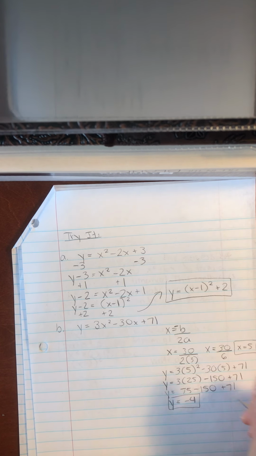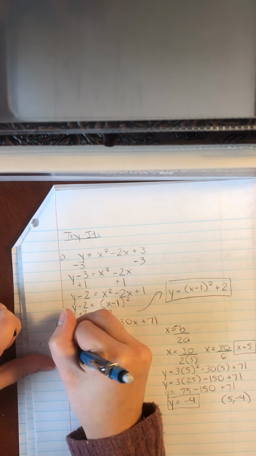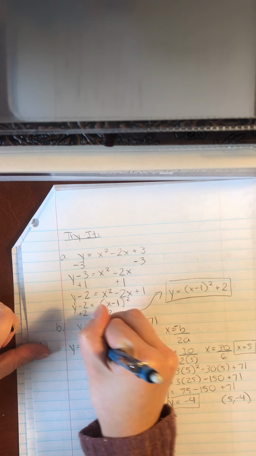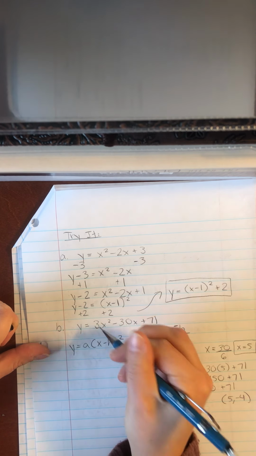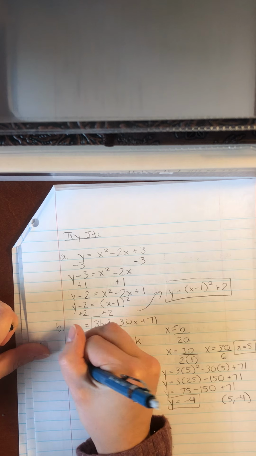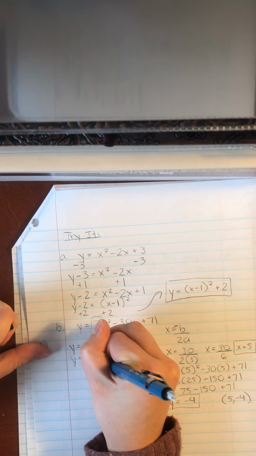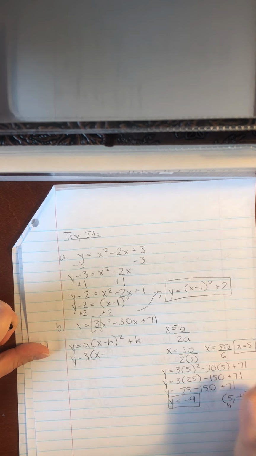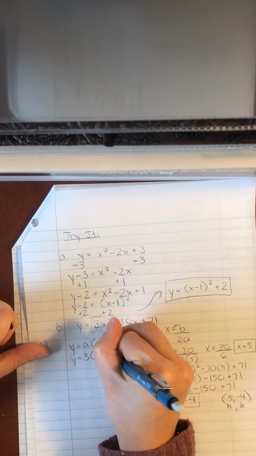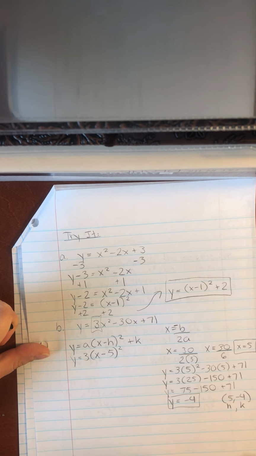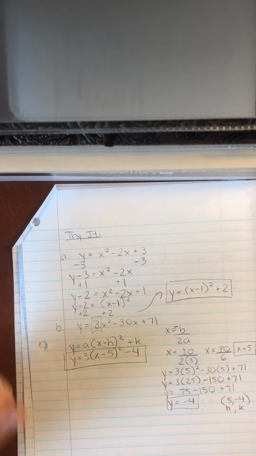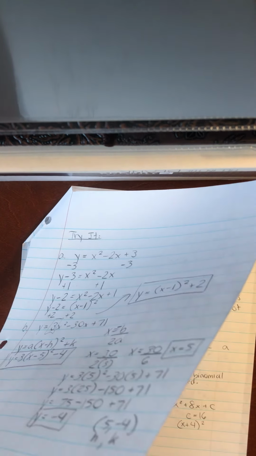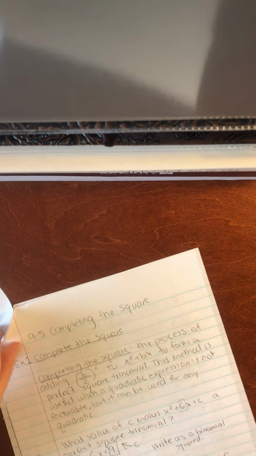Now we have our vertex as 5, negative 4. We're going to plug into vertex form. Y equals a times x minus h all squared plus k. A is 3, we know that. Y equals 3 times x minus, so this is your h, this is your k, 5 squared minus 4. And that is that.